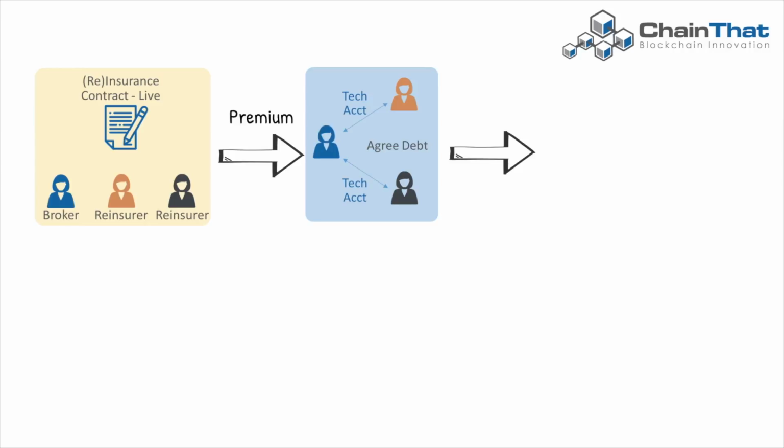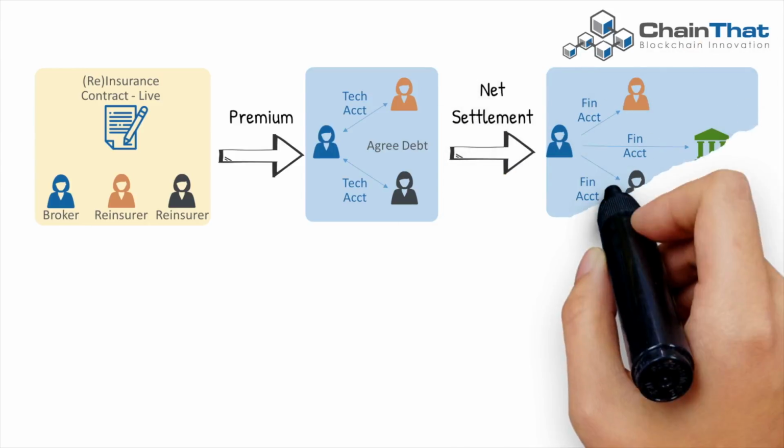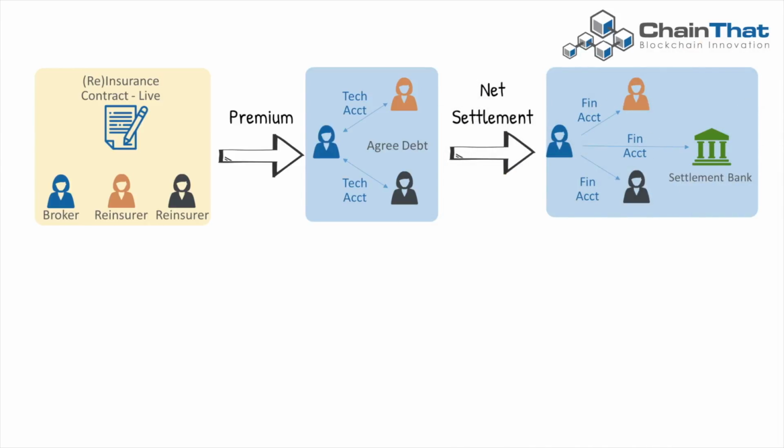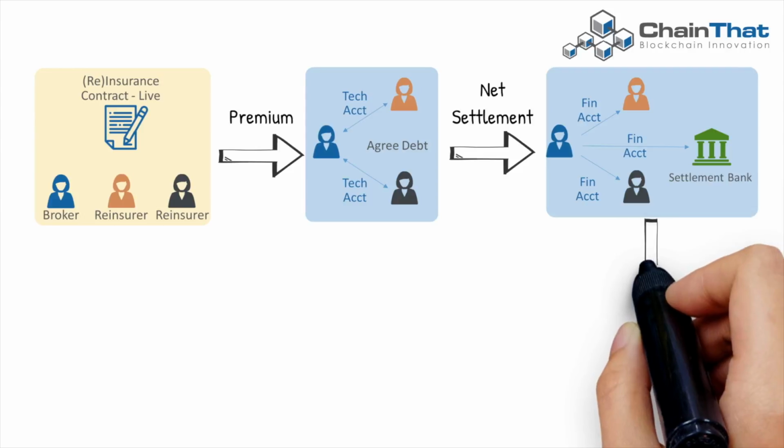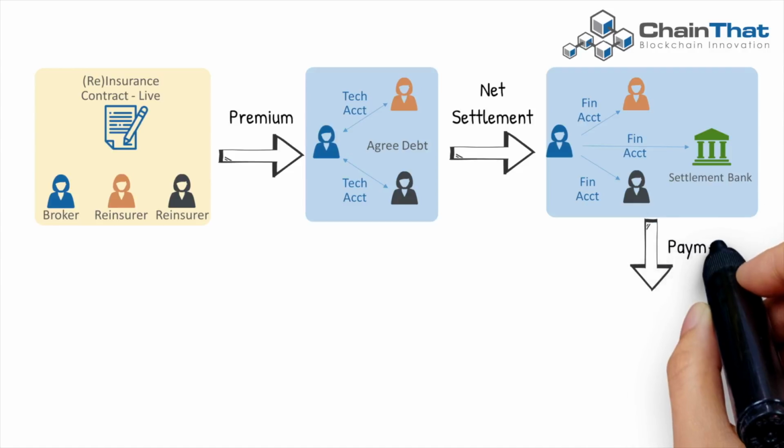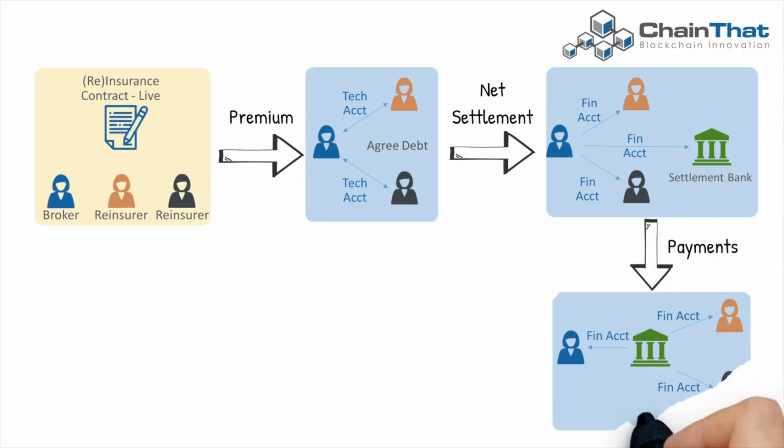Once the debt is agreed, it then needs to be settled. A financial account is generated based on the agreed technical account data and is shared between the broker, the reinsurer, and the settlement organization, in this case, a bank. The settlement bank will add the details of the financial account into the next scheduled settlement run and will perform netting calculations across all the outstanding financial accounts to establish the most efficient number of payments to make in the settlement.